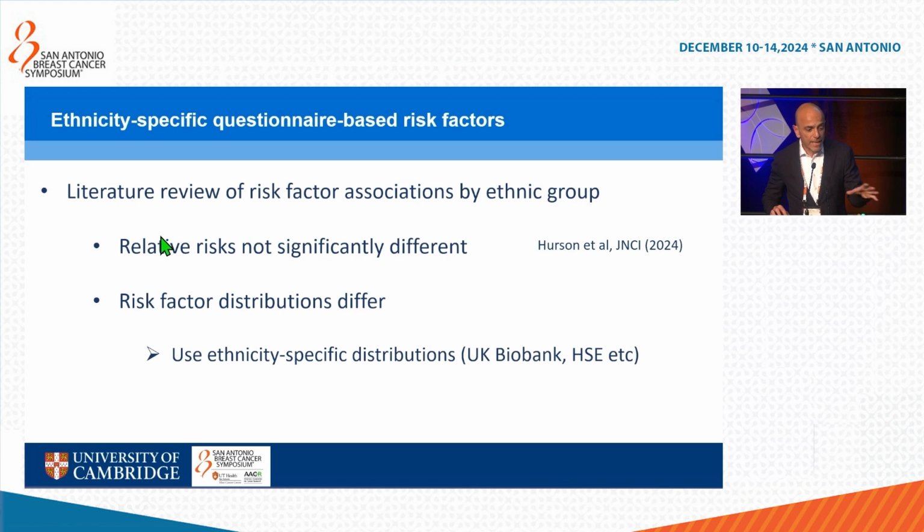And the final component here are the lifestyle and hormonal risk factors. Again, a systematic review that was published earlier this year has demonstrated that the relative risks of the different lifestyle and hormonal risk factors are very similar across different ethnic groups, but what differs is the distribution of those risk factors, for example, BMI, parity. So here we use survey data from England to input the ethnicity-specific distributions.